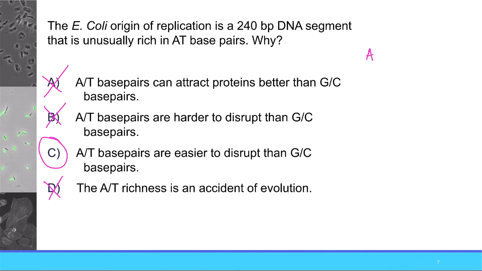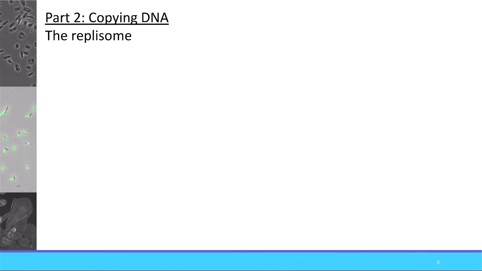So recall we talked about hydrogen bonds. We said that there are 2 hydrogen bonds between AT base pairs and 3 between GC. 2 hydrogen bonds is going to be a lot easier to pull apart than it is to pull apart 3 hydrogen bonds, which is why at origins of replication, we tend to have a lot of A's and T's. So hopefully I've convinced you that ORIs are very AT rich. So now we are ready for replication.